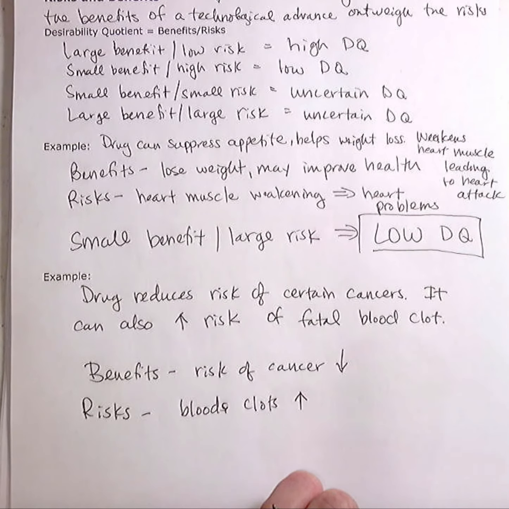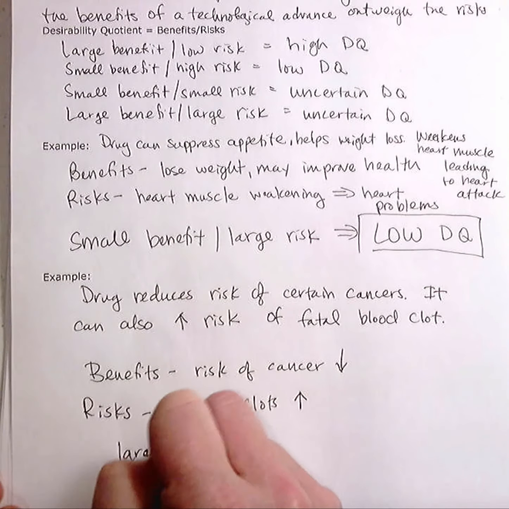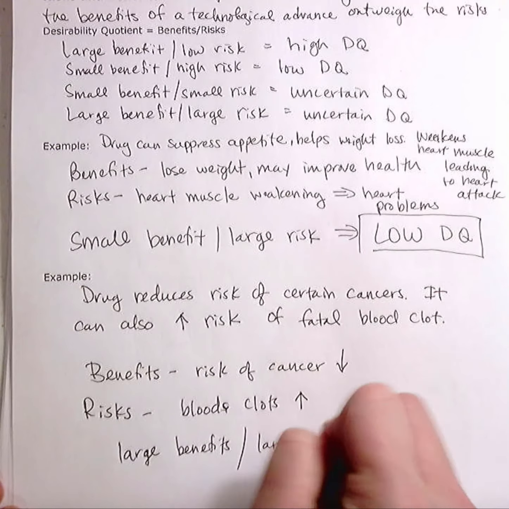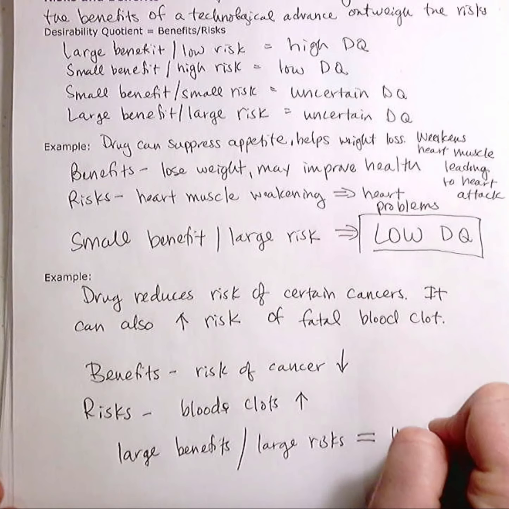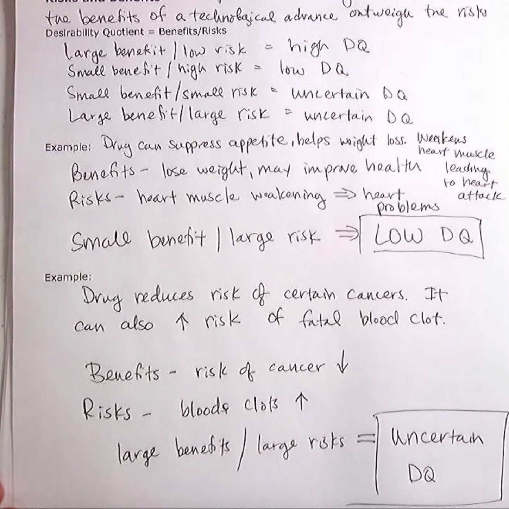So this would have an uncertain DQ. Some patients may have a history of certain cancers and need to be treated with this medication, but some patients may have other options for treating cancer. Some patients may have other risk factors where the formation of the blood clot is more dangerous. There are potentially large benefits, but also potentially large risks associated with it. So you have large benefits, large risks, uncertain DQ. Okay.